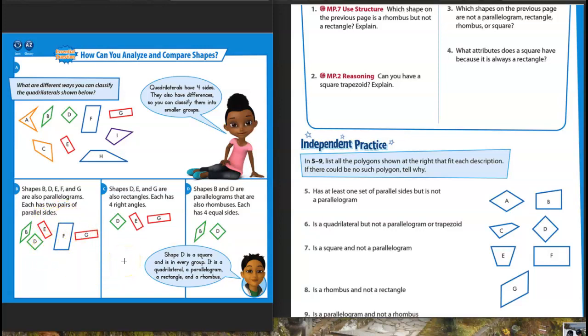Shapes D, E, and G are also rectangles. Each has four right angles. So if you look at the distance between these two lines, it's 90 degrees or a right angle on all three of these shapes.